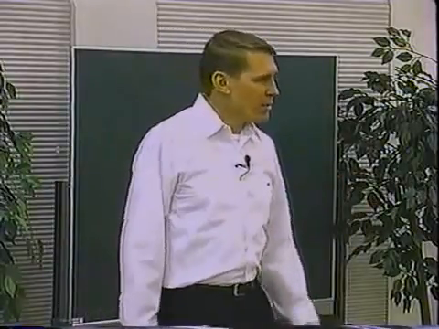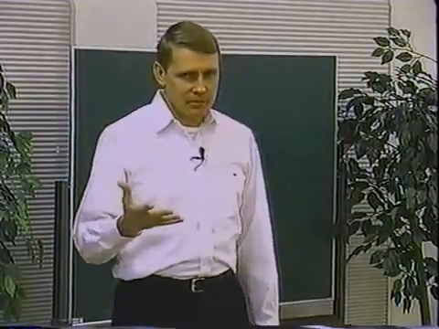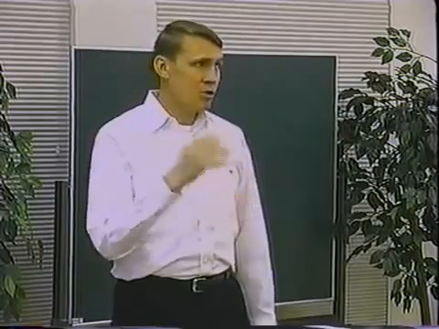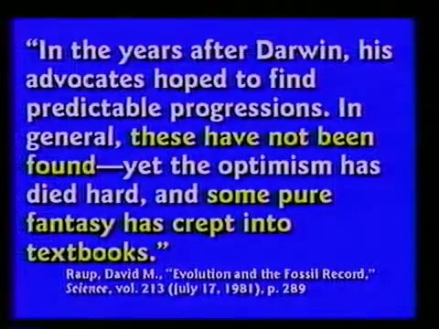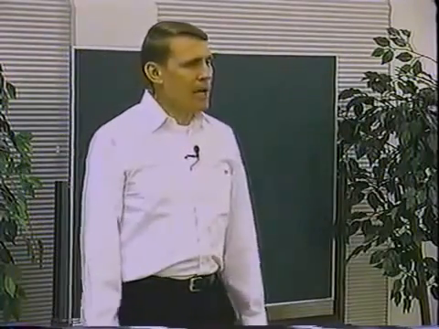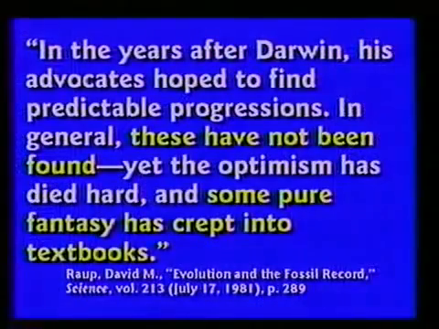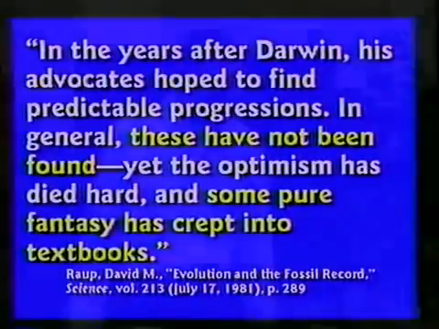Okay. David Ropp, who works at the American Museum of Natural History in New York City, is one of the guys at the museum, and he's a strong believer in evolution. He said, in the years after Darwin, his advocates, the people that promote him, hoped to find predictable progressions. By that, sequencing from apes to humans. Slightly bigger, slightly bigger, slightly bigger. In general, these have not been found, yet the optimism has died hard, and some pure fantasy has crept into textbooks. Oh, you're kidding. Fantasy in our textbooks? Yes, there's fantasy in the textbooks.